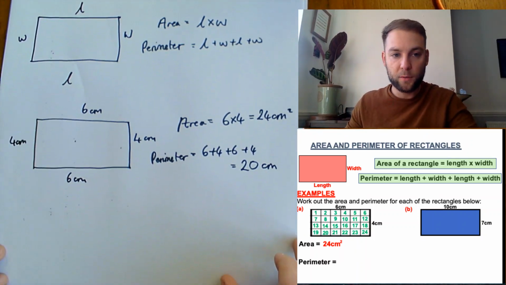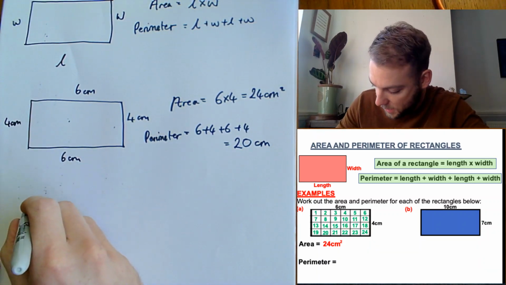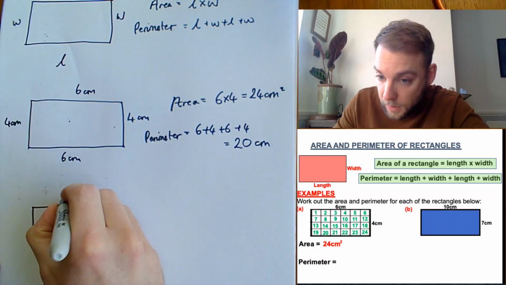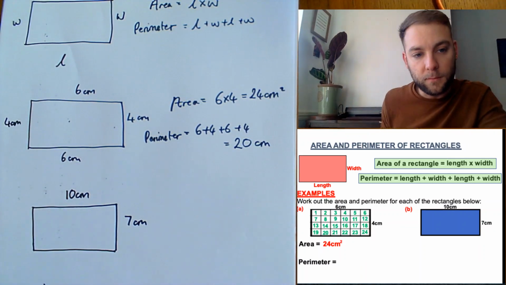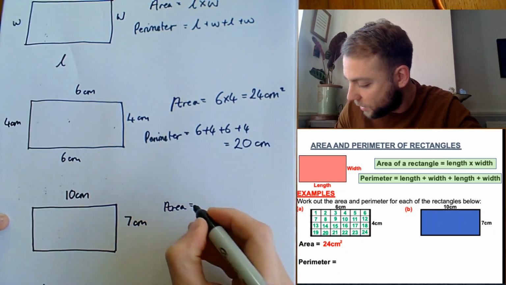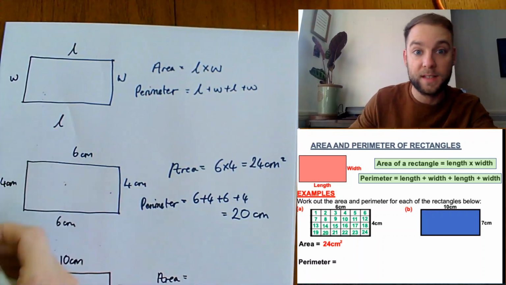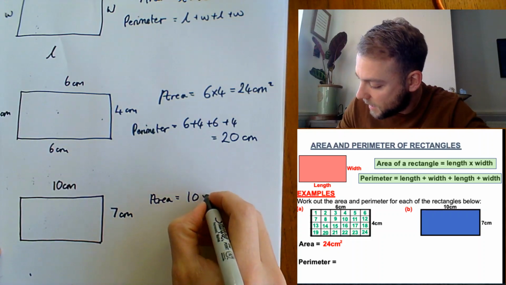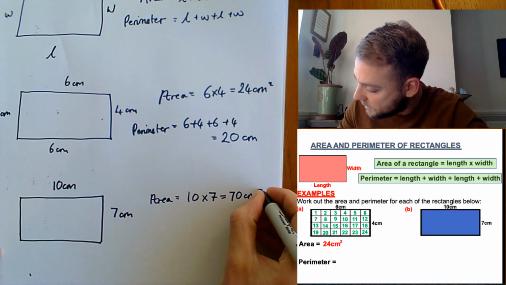Okay, we've got another one here. So let's have a look at this one. Now this one here is 10 by 7. So 10 centimetres by 7 centimetres. Now with this one you don't have these squares inside, so we've just literally got to use the formula above, which is length times width for the area, perimeter is that distance around the outside. So the area in this one is equal to 10 times by 7, which is equal to 70 centimetres squared.